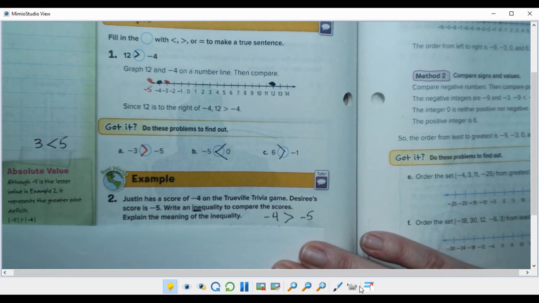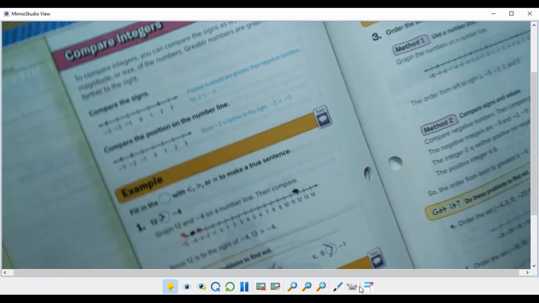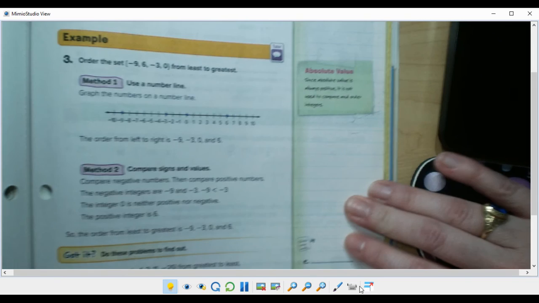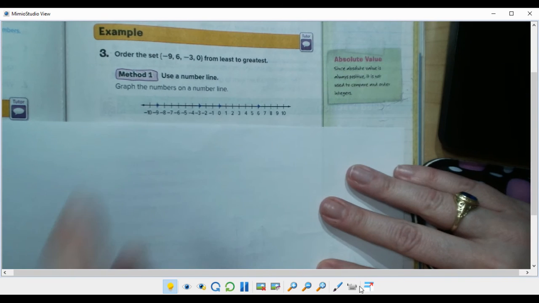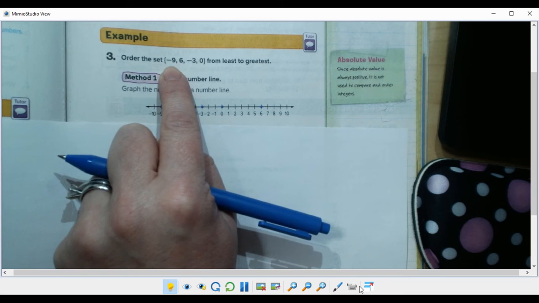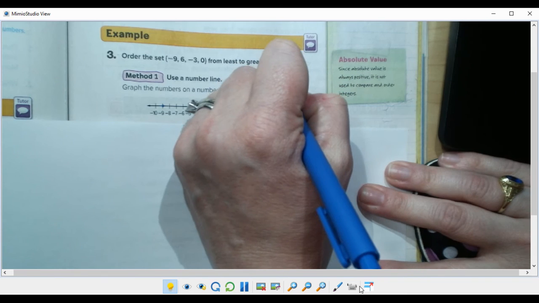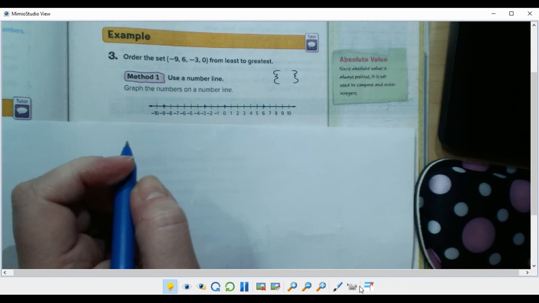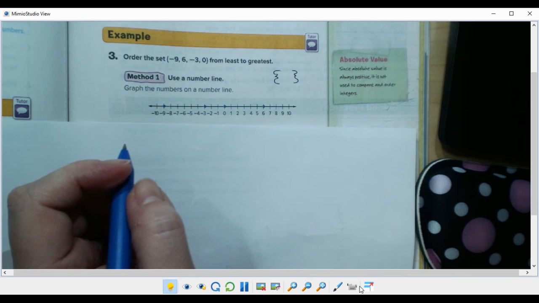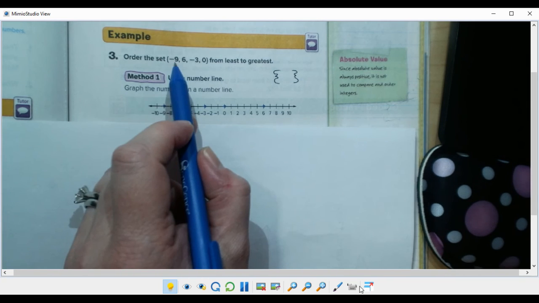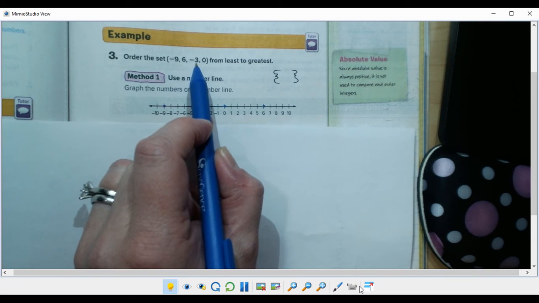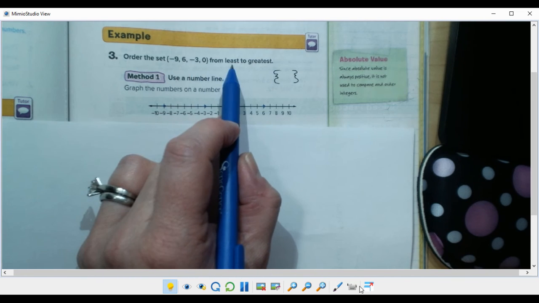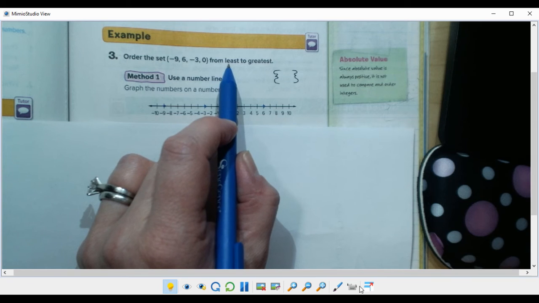All right, let's talk about what happens when you've got a list of numbers that need to be put in order. So here's our list, our set, and they use the little squiggly brackets to say that it's a set, because it's a different symbol than parentheses. Our set of numbers is -9, 6, -3, and 0. And we're asked to order them from least to greatest.